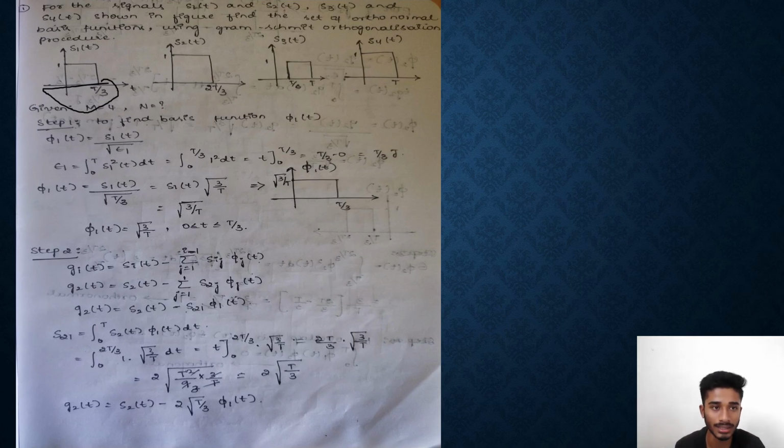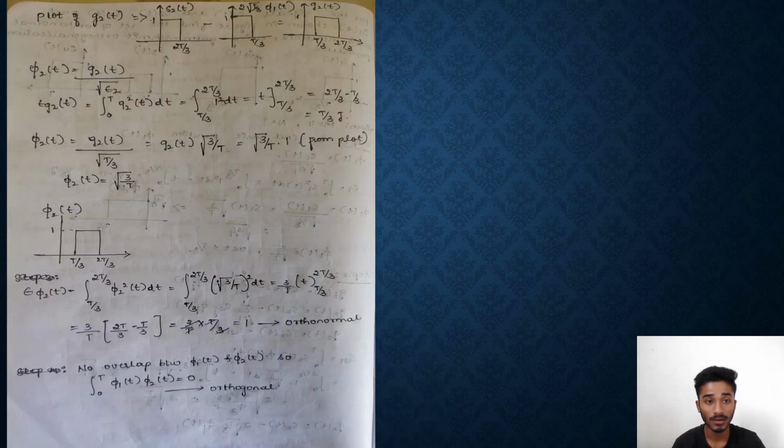So moving on to the next slide, we are going to plot the graph of g2 of t, which has three diagrams, and psi 2 of t is equal to g2 of t divided by root of E2. E2 of g2 of t is equal to the integration from 0 to T of g2 square of t dt, which is equal to T by 3 to 2T by 3 of 1 square dt, which gives us 2T by 3 minus T by 3, equal to T by 3 joules.